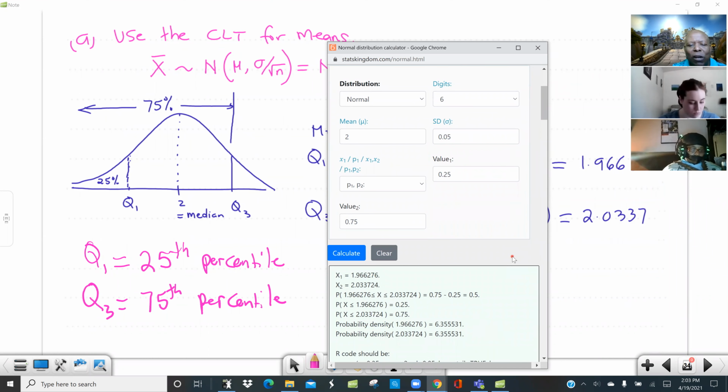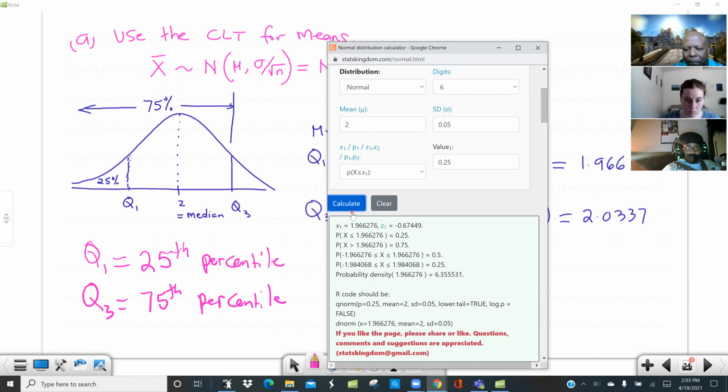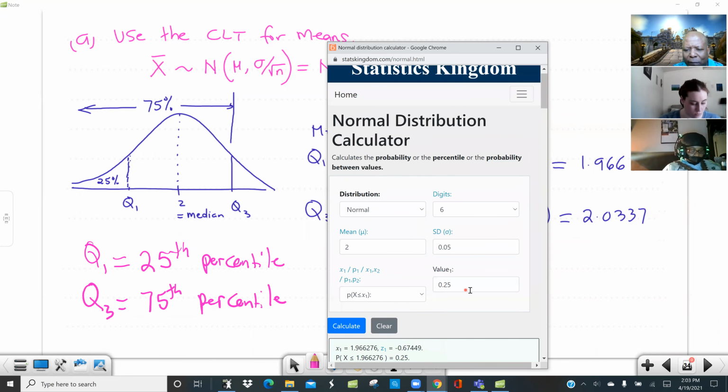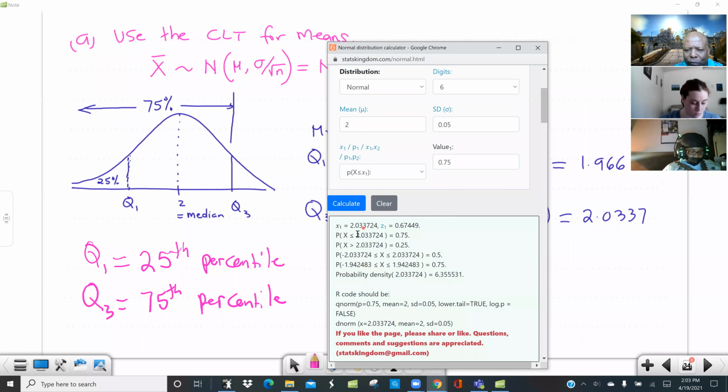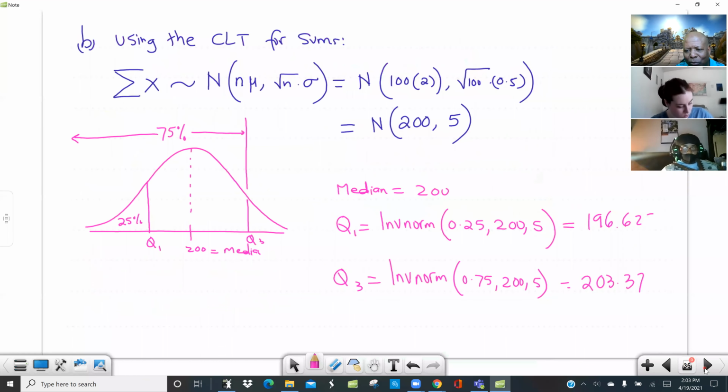You could have done it piece by piece. If you wanted to do it one at a time, you'd go for the second option here and just put in 25%. You're going to get the 1.966 right there. And then you would put in the second value here, 0.75 independently, and the machine will also give you 2.0337. So those are the first and third quartiles. All right.